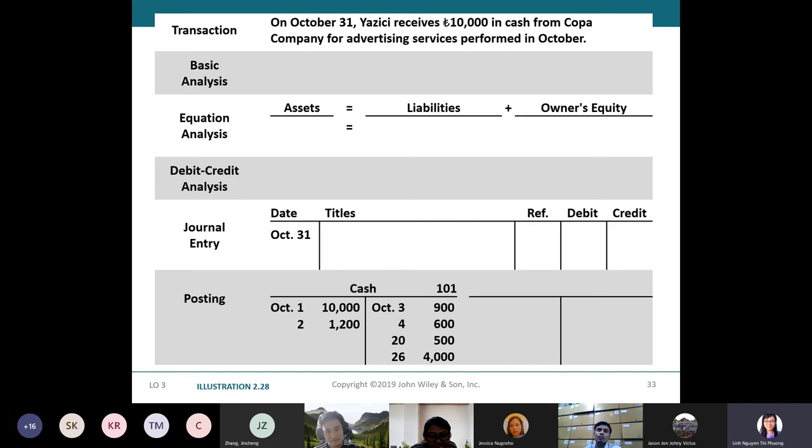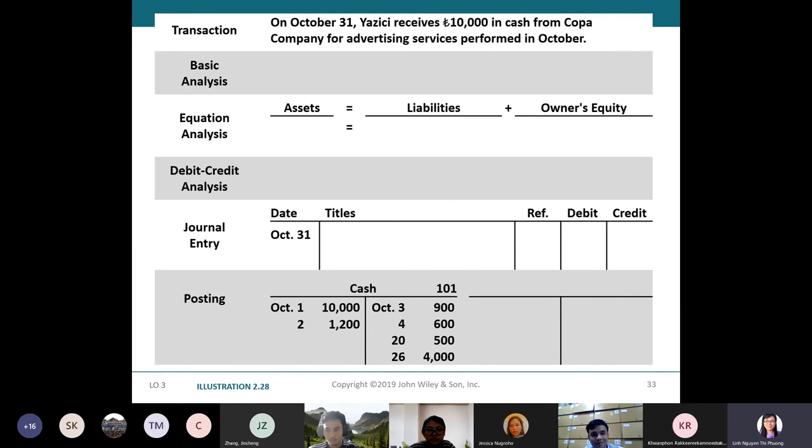October 31. Mini, can you read for us this one? On October 31, Yazishi receives 10,000 in cash from Copa Company for advertising services performed in October. So we receive money, right? We receive cash because we provided the service to another company. Remember, Yazishi provides advertising service. So now the customer paid the company $10,000 because we already provided the service.